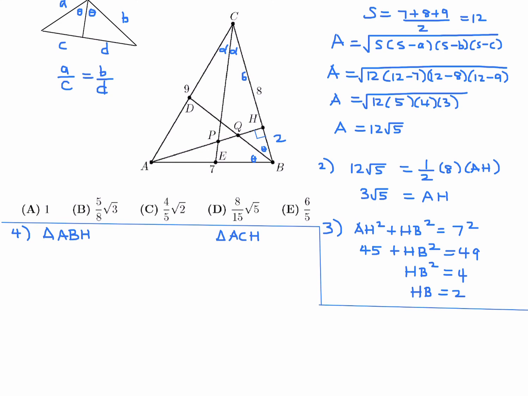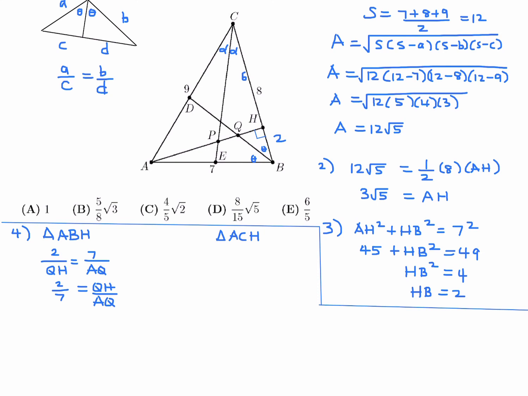All right, so here we go. On ABH, it would give us HB over QH is equal to 7 over AQ. But HB, I know, is 2. So I don't need to put HB, I can just put 2. So that helps me out. And then I can just get a ratio now. 2 over 7 is equal to QH over AQ, like that.